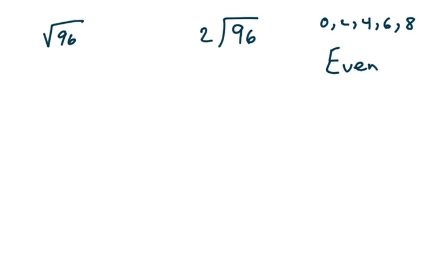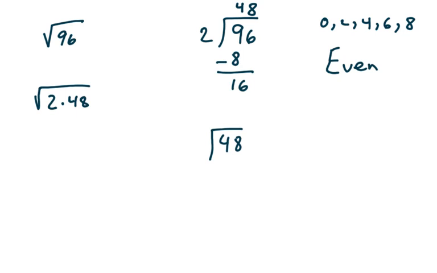So 2 goes into 9 4 times, 4 times 2 is 8, subtract, 16. 2 goes into 16 8 times. So I know that the square root of 96 breaks down to 2 times 48. Now, when I see 48, I know 48 is divisible by 4 because 4 goes into 4 one time and 4 goes into 8 two times. So that should be pretty straightforward. So this is going to become 2 times 4 times 12.